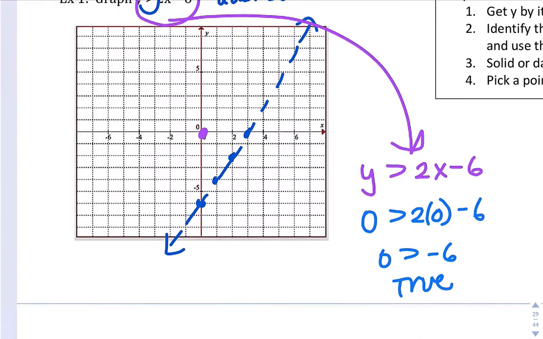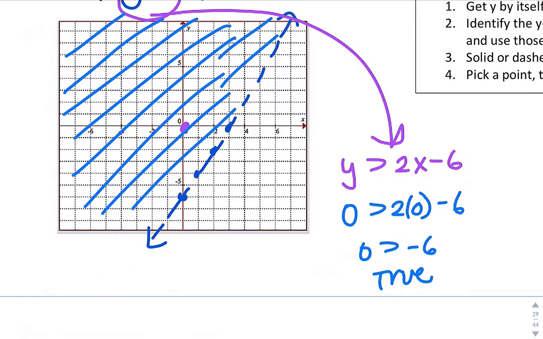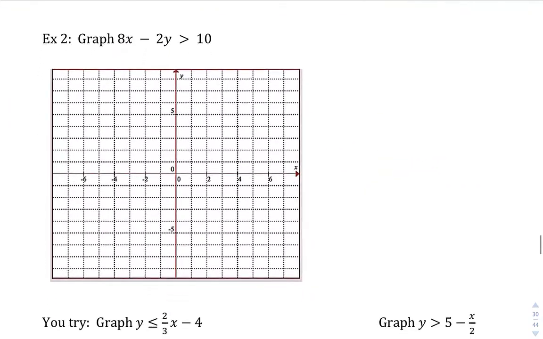If it's true, we shade the side of the line that that point was on. So the point was to the left of the line, so we're going to shade to the left of the line, because since that point was true, it means all the points on this side are true. So any point to the left of the line would work in the inequality y is greater than 2x minus 6. All right, let's do the next one.